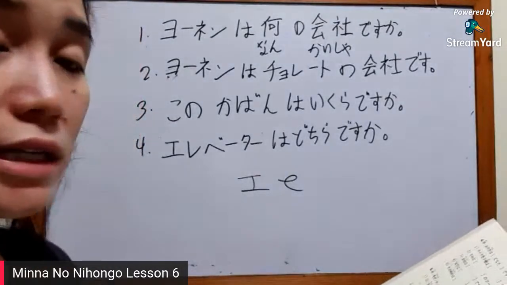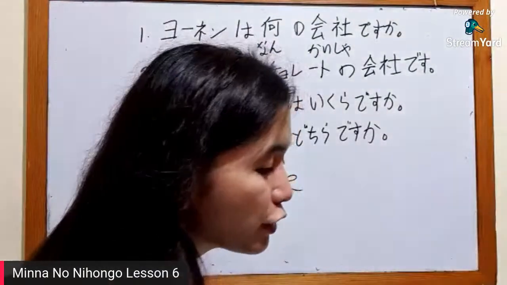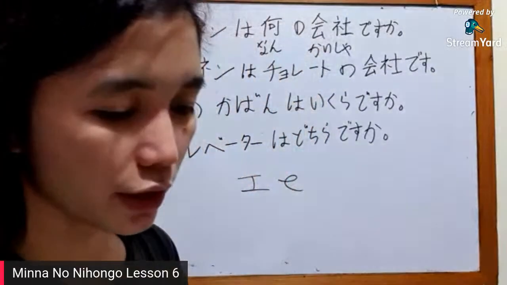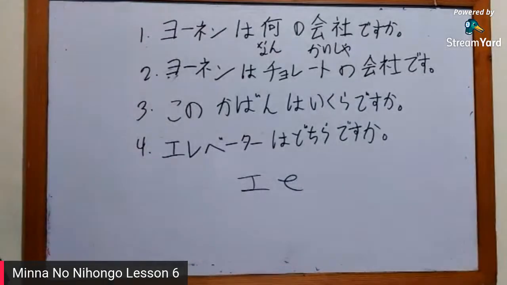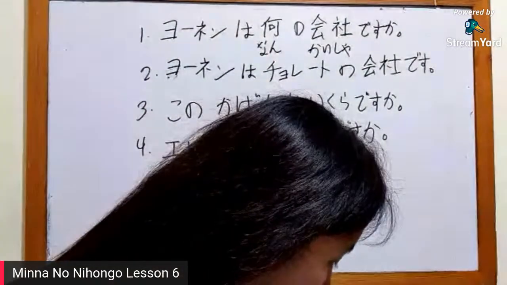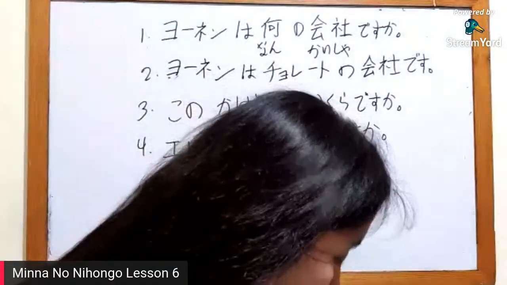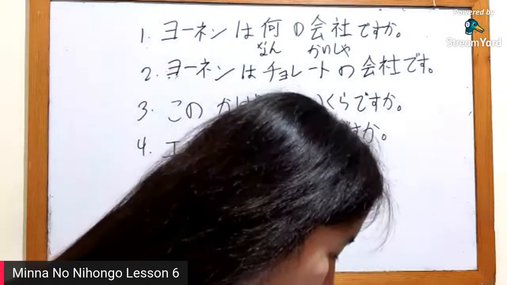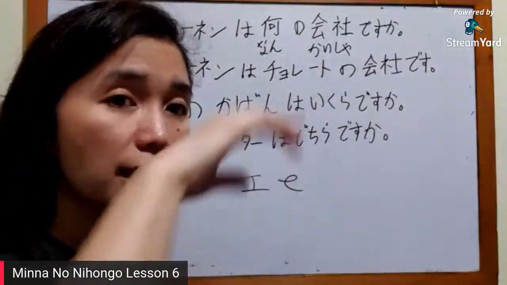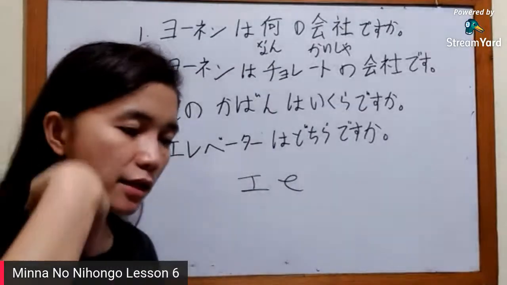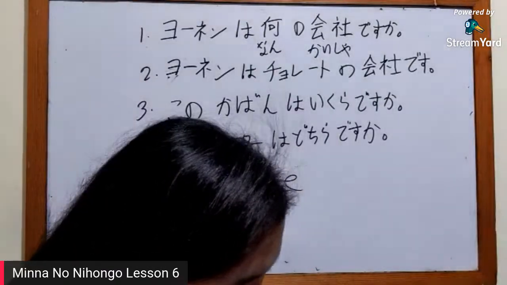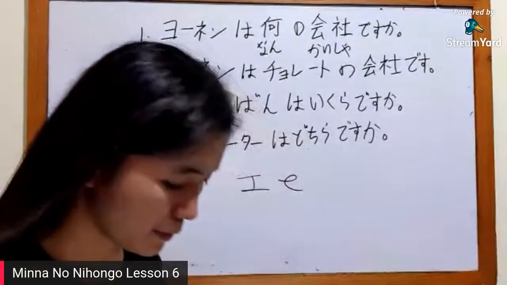So, for number 1, uchi wa doko desu ka? Where do you live? You can write your answers there. For example, Shinjuku desu. Minasan wa Pasay desu. Pasay desu. And after this, I will be posting the lesson 4 exam. So please be updated. Hiroshima desu. Quezon desu.